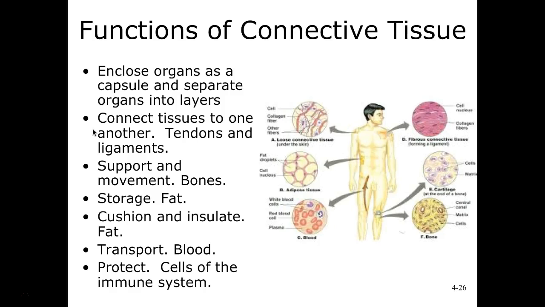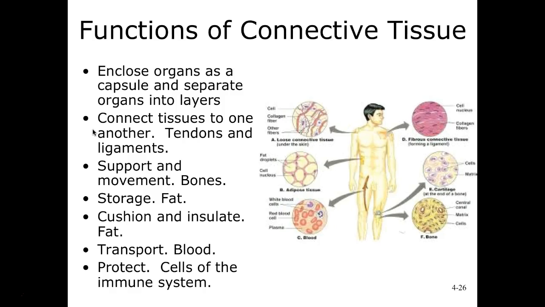We also have the function of cushioning and insulating. Once again, our fat or adipose tissue is going to assist us in doing that. Especially below our dermis, we have our subcutaneous tissue that will help cushion any pressure that we have, and also insulate us to help conserve heat within our body.